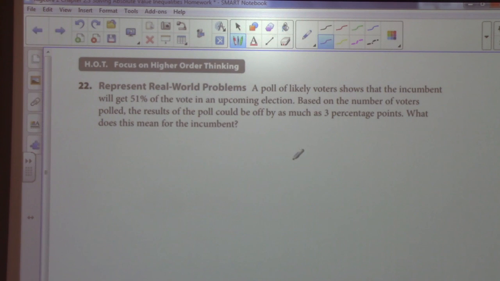So what is the inequality here? So our vote percentage, we'll call it vote percentage, is going to be what? So 48% can be less than or equal to the vote percentage, which is less than or equal to 54%. Okay, what does this mean for the incumbent? He could get messed up. Yeah, that he could possibly lose, right?